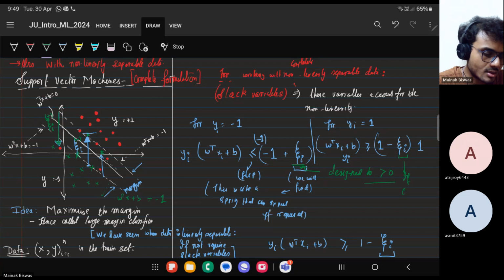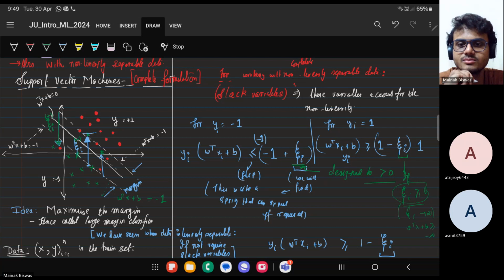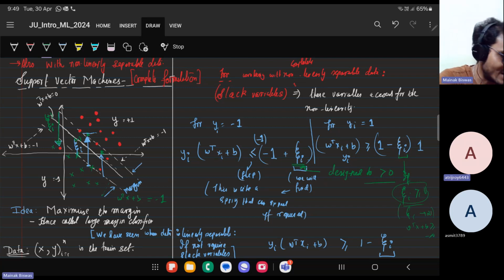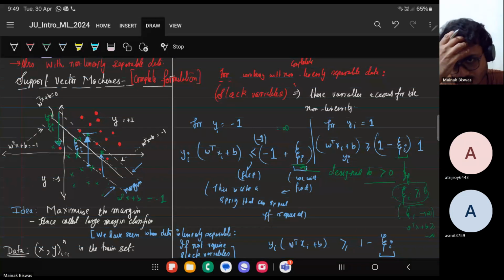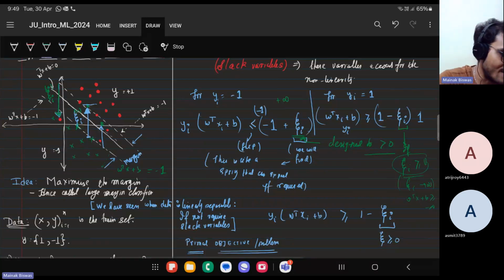Right now, if xi is just greater than 0, then I can put xi to be infinity. And then W transpose x plus b is always greater than minus infinity. Yes or no? Similarly, on the left hand side, it will always be greater than positive infinity. So the degenerate solutions will happen.